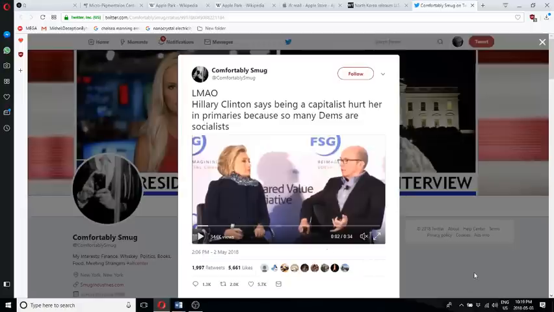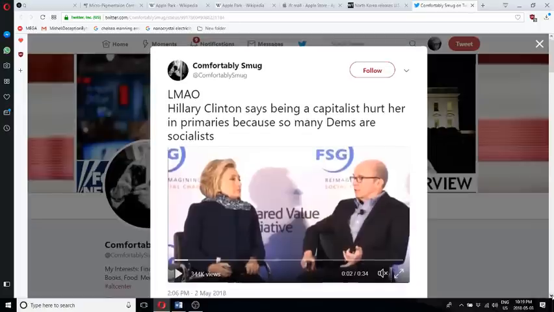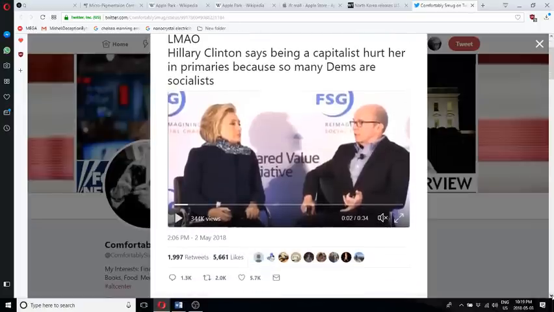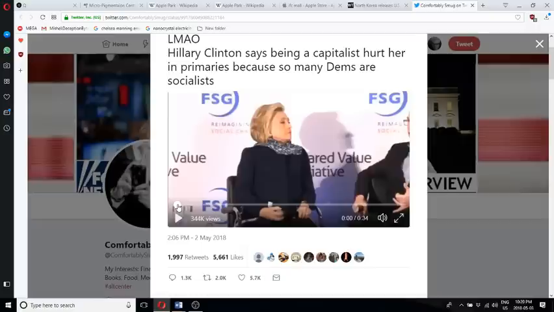Let me see if I can make this bigger. Pay very close attention to the way she's moving, okay? I'll take it back to the beginning. She's not sitting normally at all. It looks like she's in a wheelchair, but she's not, because the other guy is sitting in a chair just like it. At first I thought she was in a wheelchair.